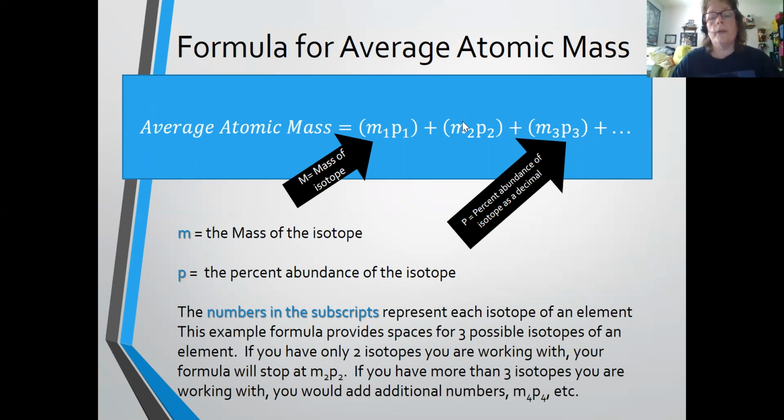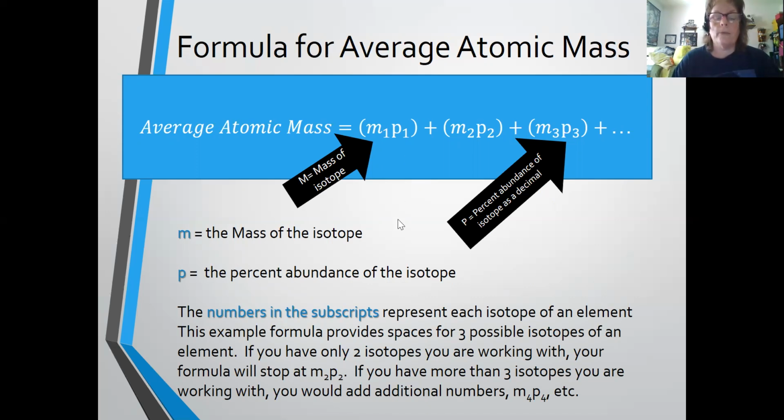Okay, and then you see this repeated again, but this time it has a subscript of 2. And it's repeated again. This one has a subscript of 3, and the dot, dot, dot means it could keep going on and on. Just depends on how many isotopes you're trying to do the calculation for. Sometimes you'll only be given 2 isotopes. Sometimes you'll be given 3 isotopes. Sometimes you'll be given 4 or more isotopes. It just depends on how many isotopes you're trying to calculate the average atomic mass for as to how far out you carry this formula.